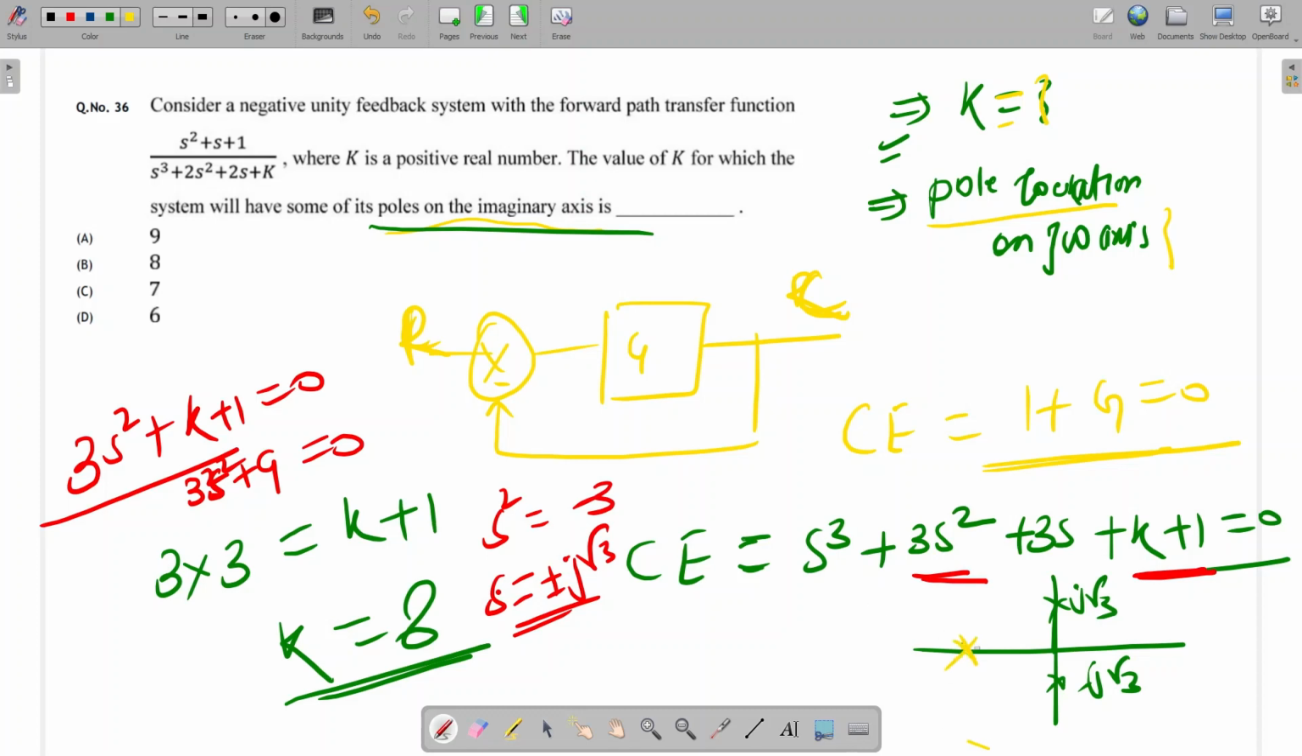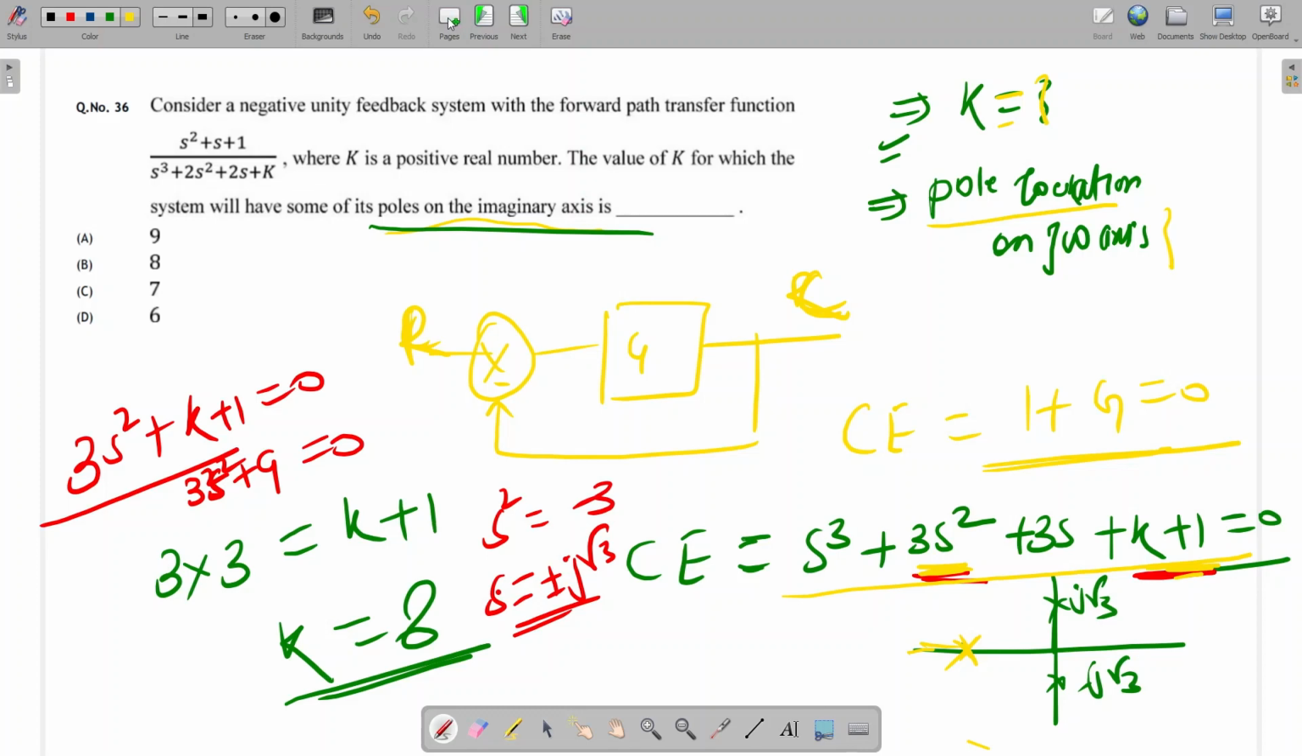Correct? Sir, I am audible. Yes, audible. You can ask. Sir, how do we know the auxiliary equation directly from the characteristic equation? See, for a cubic equation we can know directly. I'm telling, this second and fourth part, the s² part and the constant part, this will be the auxiliary equation. I will write the RH criteria, then it will be more clear.